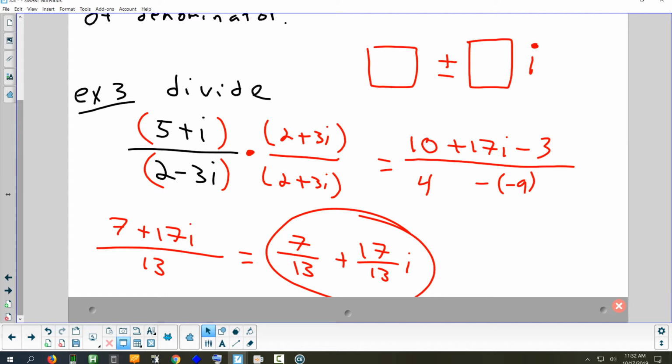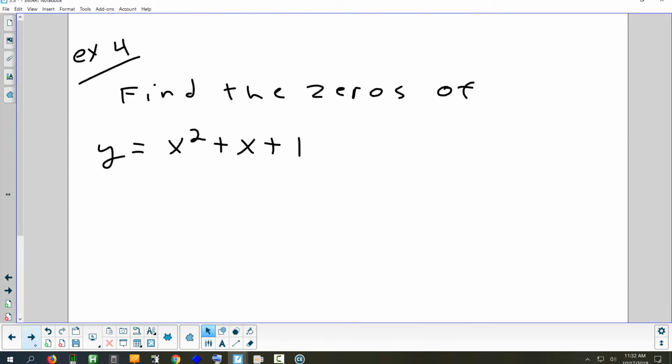Okay. Any questions on that? Okay. So now let's try finding some roots. I want you to keep in mind that everything I've taught you this week still works. You can do the rational root theorem with this. You can use quadratic formula with this. You can use synthetic division. Everything that we learned still works. We just now might get imaginary answers.